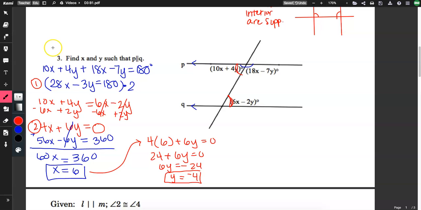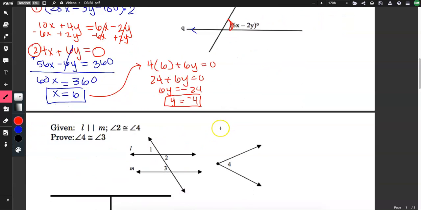All right, so here is the rest of my work. To solve the system, I used elimination. I multiplied that first equation by 2. You can see the work down here. Add them together, I got x equals 6. Plug that back in. I plugged it into the second equation I found, and I solved for y, got y equals -4.